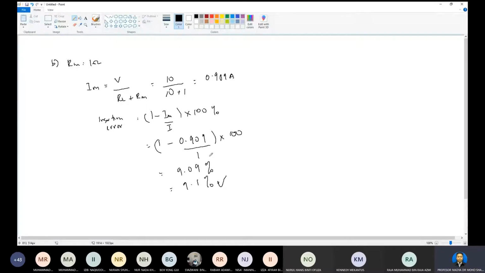Also calculate the applied voltage when the instrument indicates 0.75, 0.5 and 0.25 of full scale. So this is for question number 5.